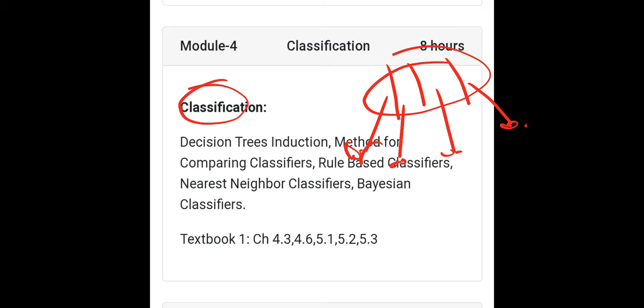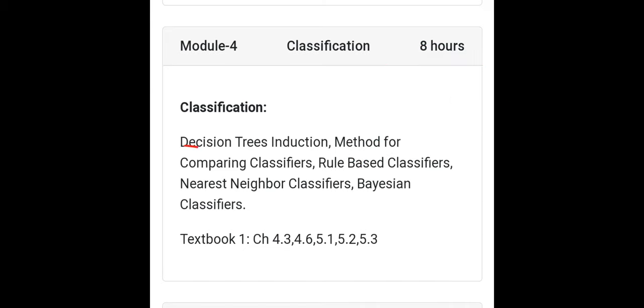All these concepts like association and classification are the same, just with slight differences. So that is known as classification. And what are the important things? These are the important things: the decision tree induction algorithm, rule-based classifier, nearest neighbor, and Bayesian classifier. How many? Four things you have to keep in mind.